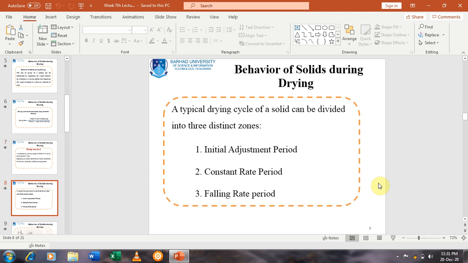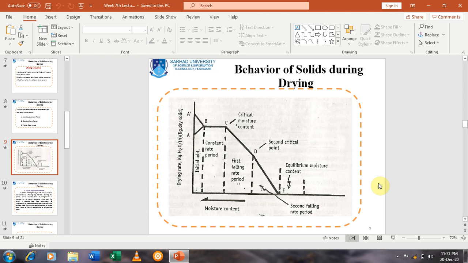A typical drying cycle can be divided into the initial adjustment period, constant rate period, as well as the falling rate period. And there is a graphical representation. You can see on the y-axis the drying rate, and the x-axis is the moisture content or free moisture content. It can be divided into three distinct zones: the initial adjustment period, the constant rate period, the second one, and the third one, that is the falling rate period.